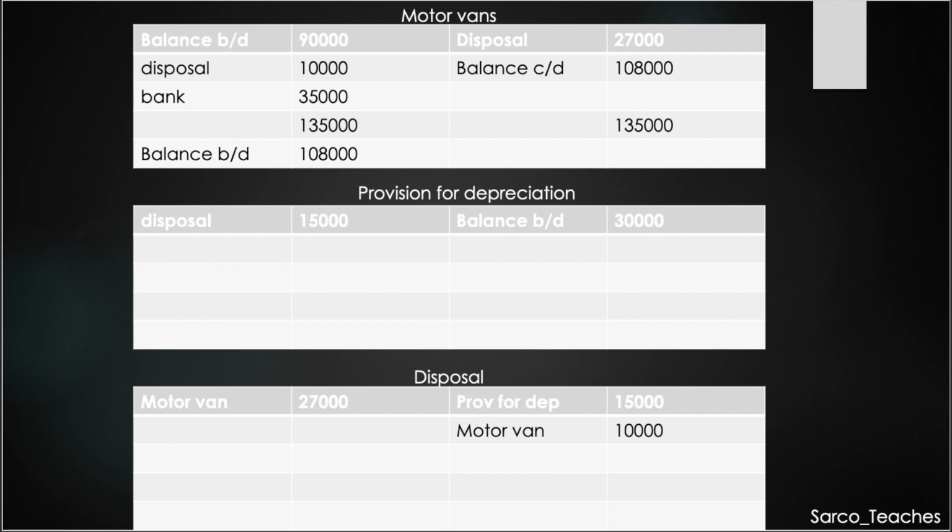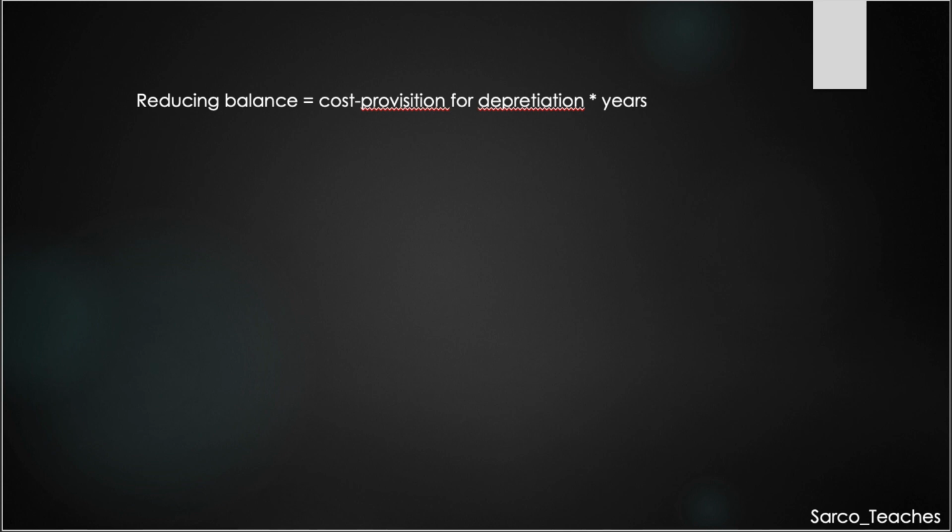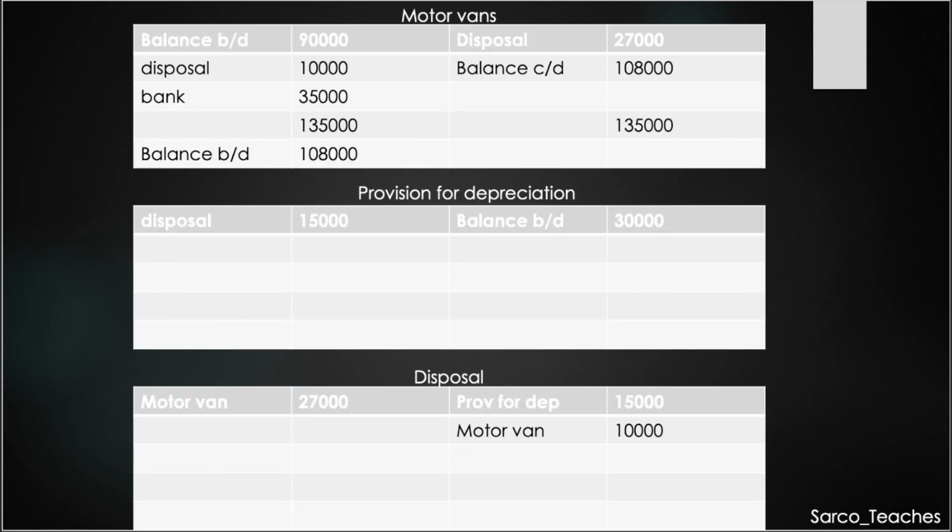And then we need the provision for depreciation. For provision for depreciation, we can't just close it off right now because obviously we're going to be including more depreciation. However, if we just do some quick maths, our old balance brought down was 30,000. Then we removed 15,000 because that was our old motor vans depreciation, so we don't include it. If we do 30,000 minus 15,000, we get 15,000. So we use 15,000 as our new provision for depreciation amount to work out our reducing balance depreciation.